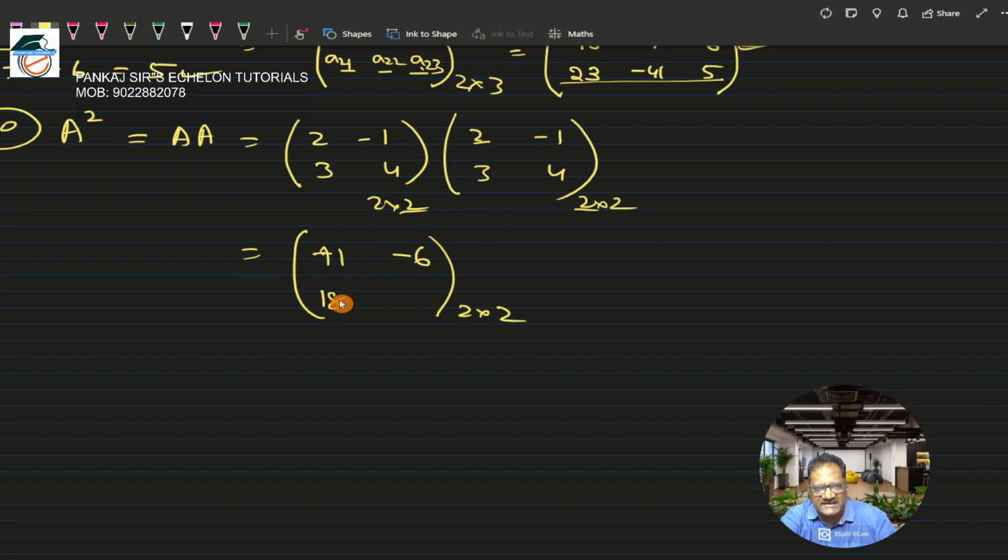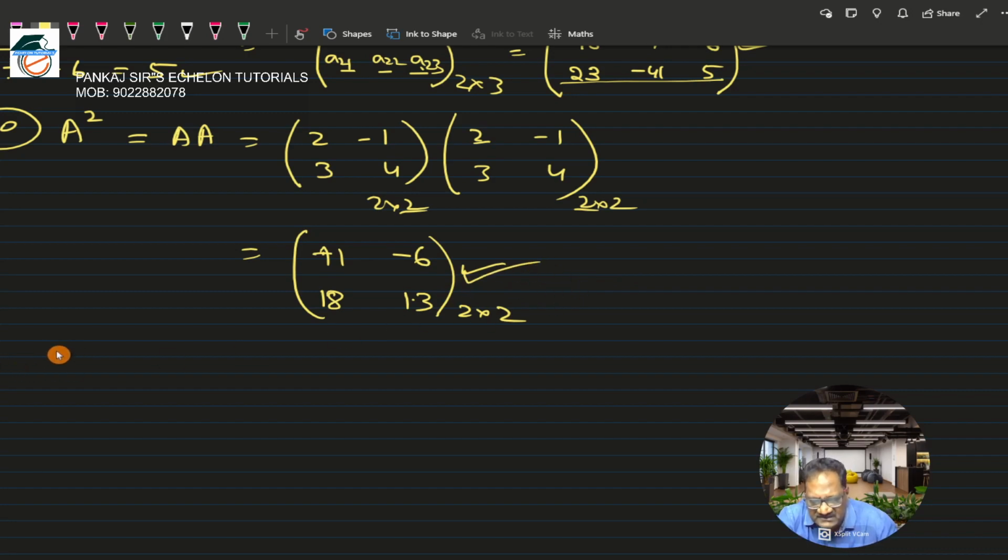6 plus 12 is 18. And here for this, I'll get 3 into minus 1 is minus 3 plus 16, so plus 13. So this should be my answer. Let me check the answer. For the 30th one, the answer behind the book is 1, minus 6, 18 and 13. Yeah, perfect. So this is matching with the answer given in the book.